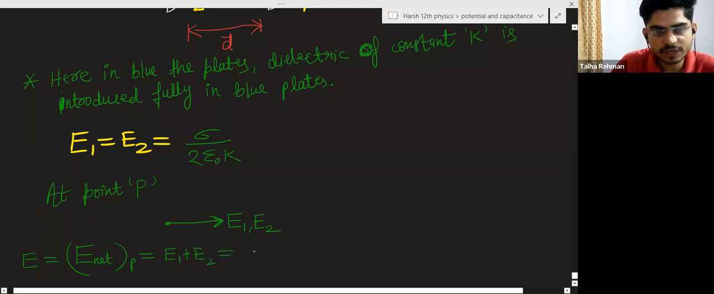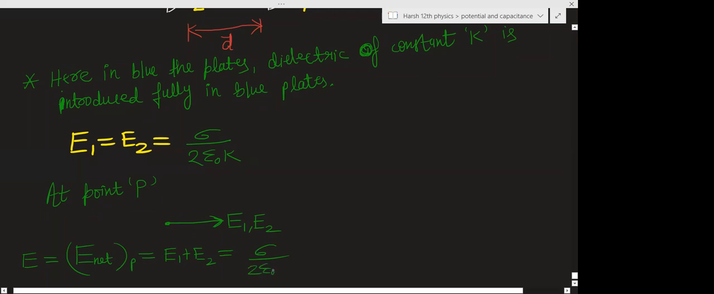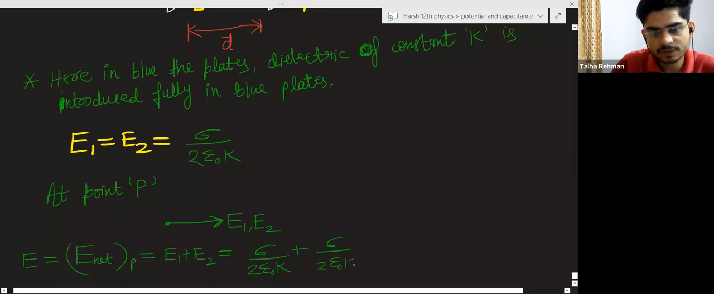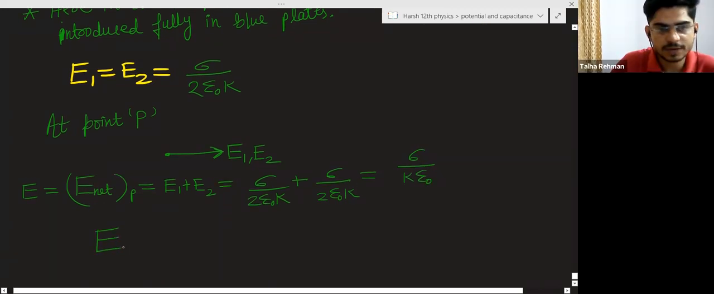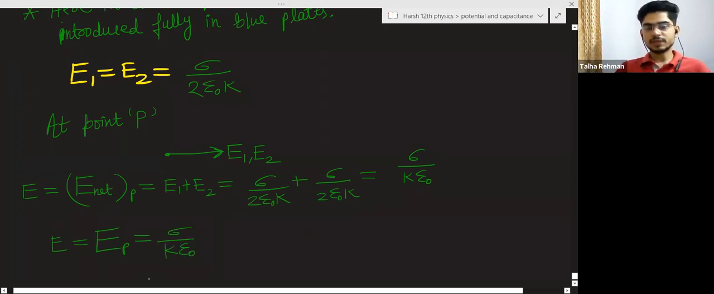And what are E1 and E2? Sigma by 2 epsilon naught k. So this will become sigma by k times epsilon naught. So the electric field at point P, or E, is equal to sigma by k epsilon naught. So now we have calculated the electric field in between the plates when the dielectric is filled.